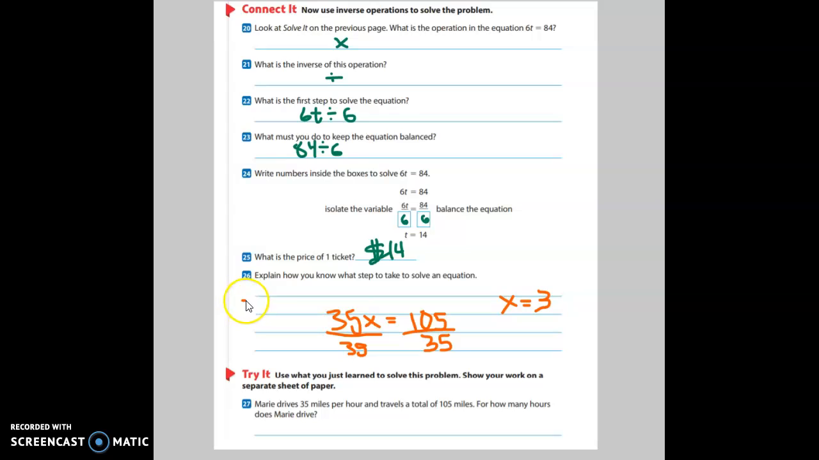So if I want to check and make sure that this is right, I would do 35 times 3 over here. The reason I know that so easily is because I know 35 plus 35 is 70, and 70 plus 30 would be 100, plus 5 would be 105. And I don't know why I drew an addition sign there, but you should be multiplying this to check your work. So let's go ahead and multiply. 3 times 5 is 15, so I'll put the 5. 3 times 3 is 9, plus 1 is 10. So there you have it, my solution is correct. X equals 3. So Marie drives 3 hours.